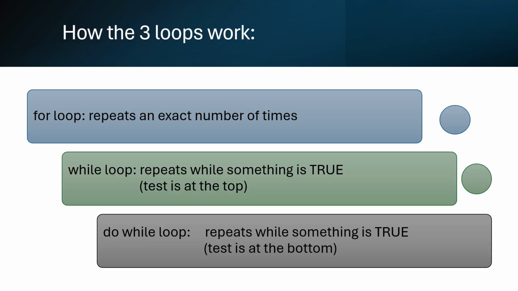How the three loops work: the for loop repeats an exact number of times according to how you've programmed it. The while loop repeats while something is true. The while condition is the test at the top of the while loop. And the do while loop repeats while something is true too, but the test is at the bottom of the loop, so it will always repeat at least once.